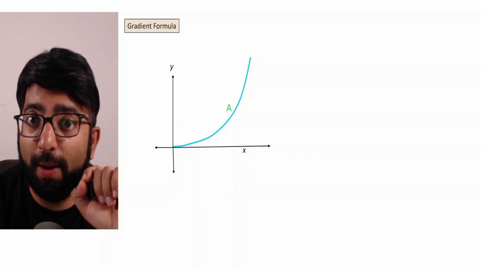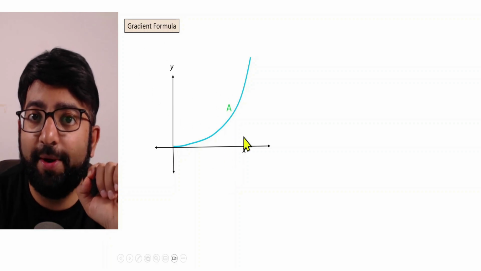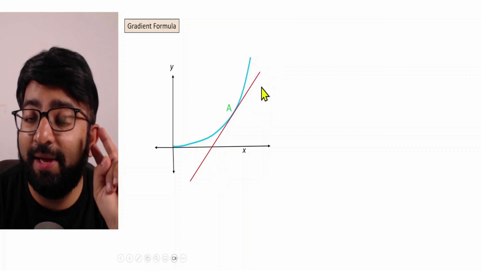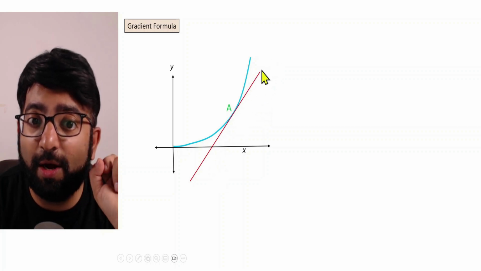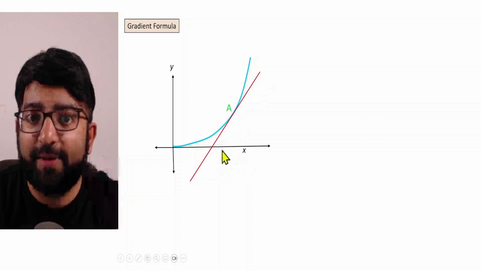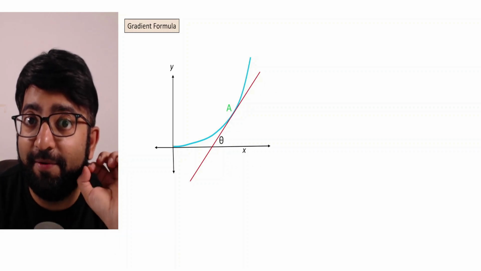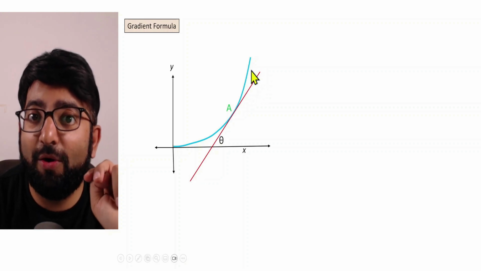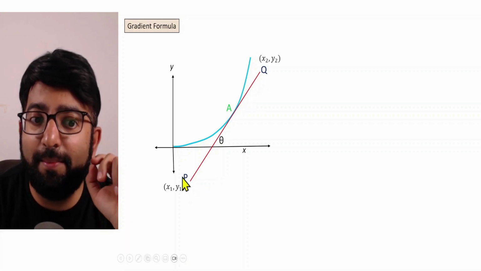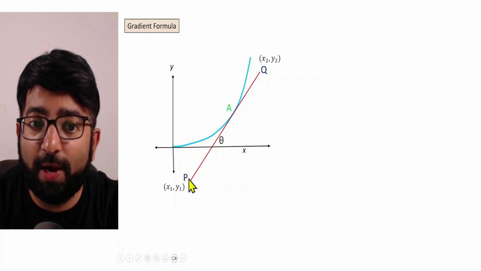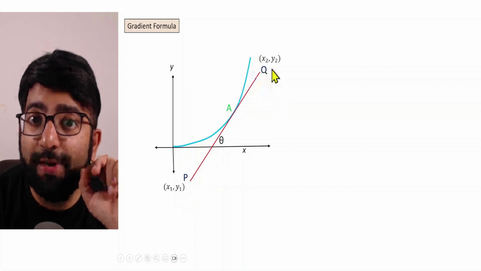Step number one, if you remember, was to draw the tangent at the point A. So let's go. This is the tangent. Step number two is the angle theta between the tangent and the x-axis. Let's say that angle is theta. Now, in order to find the gradient formula, we need 2 points which are lying on this tangent. So let's say we take random points P, coordinates are x1, y1, and another point Q, the coordinates are x2 and y2.